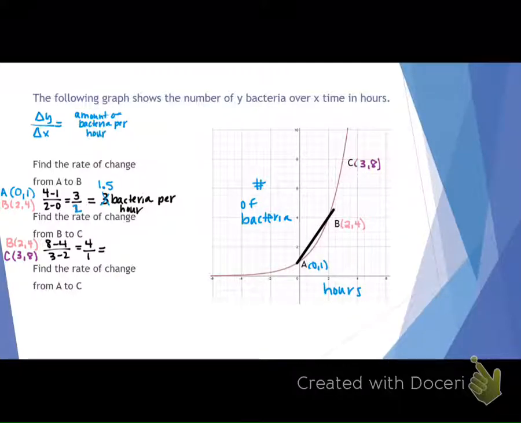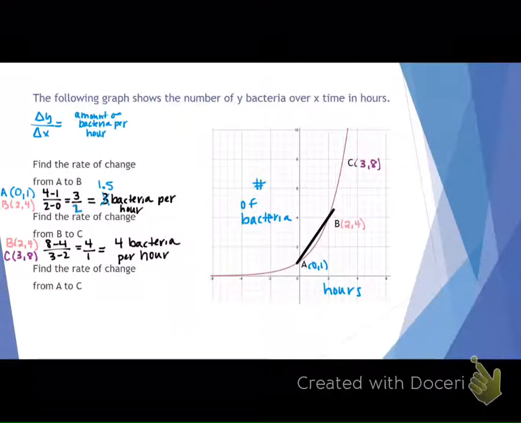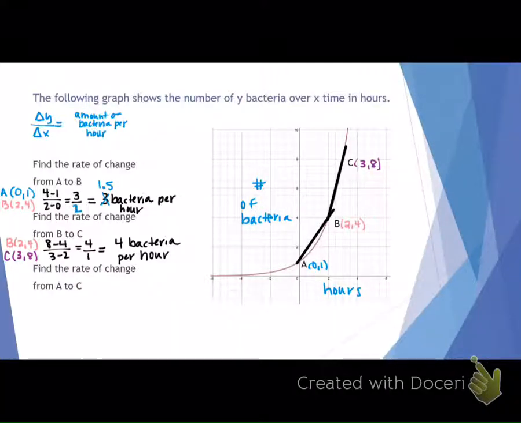What is the meaning of that, RC? 4 bacteria per hour. Good. So on average, between those 2 points, it's growing 4 bacteria per hour. That is just an average rate of change because really this line here is not really, do you see the red line's kind of behind it here? It's not really following that whole piece there. So that's why it's an average rate of change. You're saying on average that's what's happening over that time.